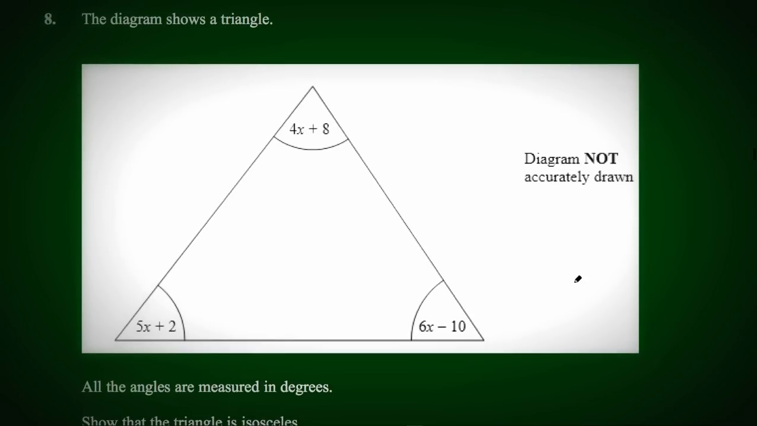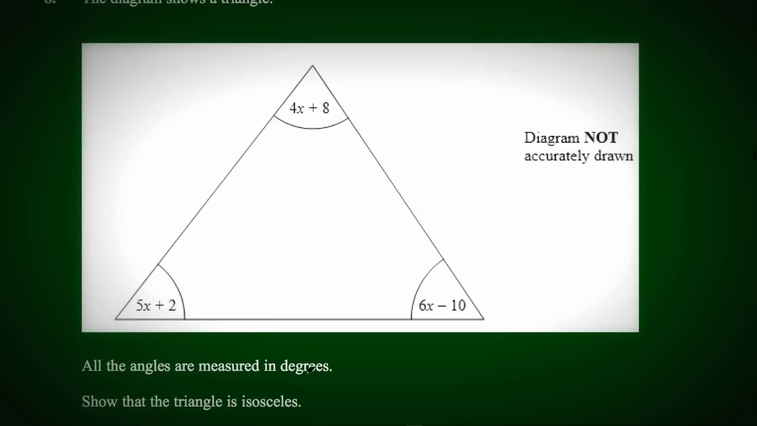Question 8, the diagram shows a triangle. As soon as I see a picture of a triangle, I think 3 corners are going to add up to 180 degrees. It says all the angles are measured in degrees. Show that the triangle is isosceles. In order for this to be true, I am going to have to work out which of these are equal angles.